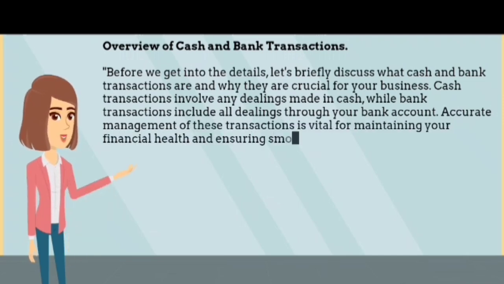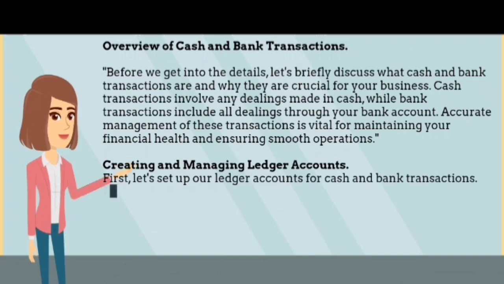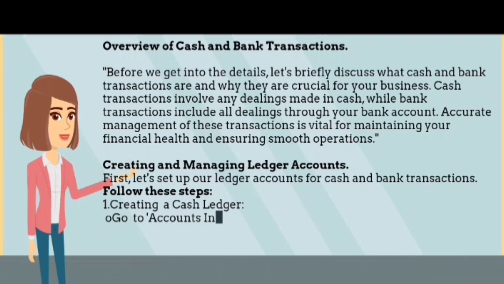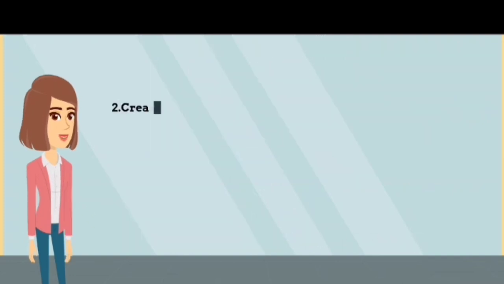Creating and managing ledger accounts. First, let's set up our ledger accounts for cash and bank transactions. Follow these steps. 1. Creating a cash ledger. Go to Accounts Info, Ledgers, Create. Name the ledger as Cash. Under Group, select Cash in Hand. Save the ledger.